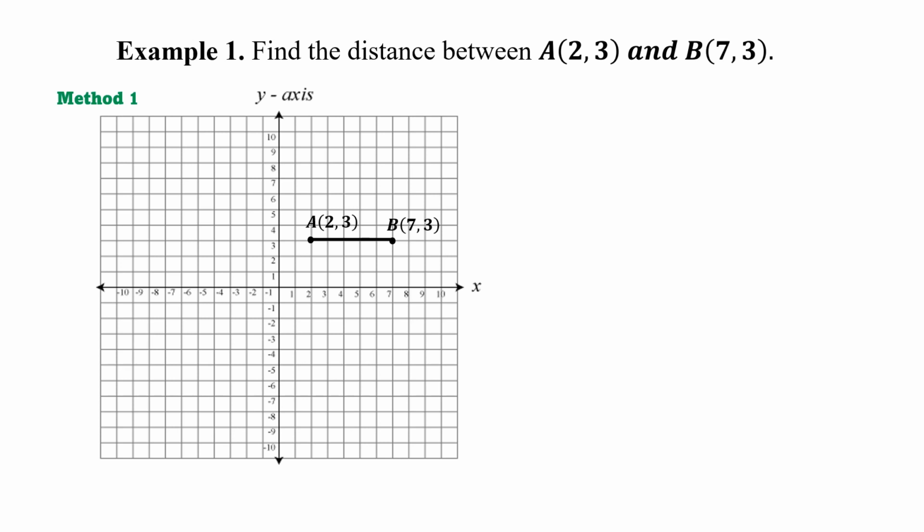Let us count from point A to point B. We have 1, 2, 3, 4, and 5. There are 5 units from point A to point B. Therefore, the distance between points A to point B is 5 units.